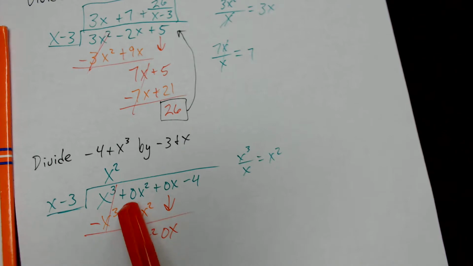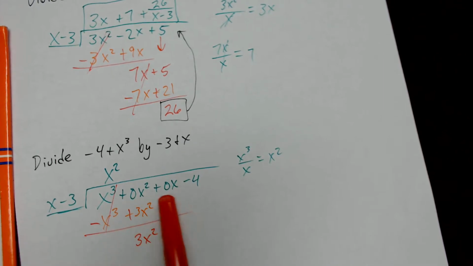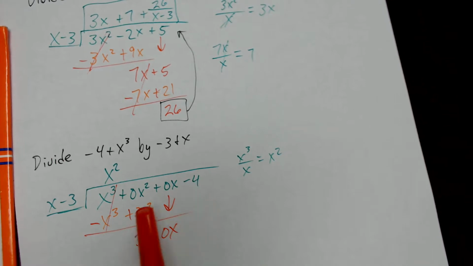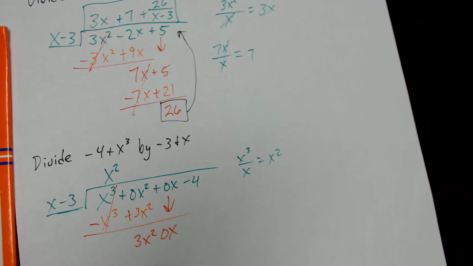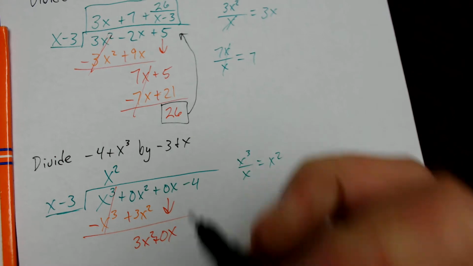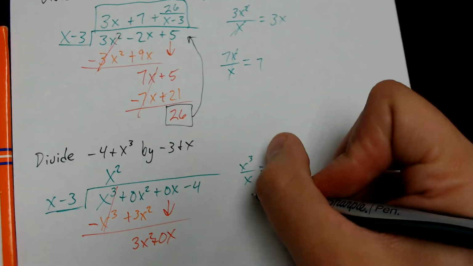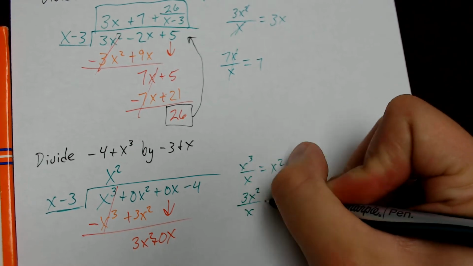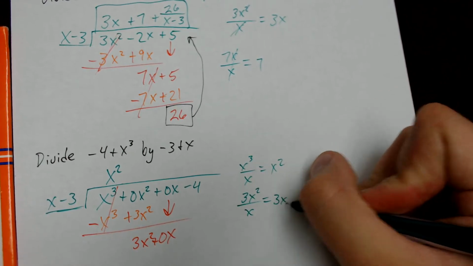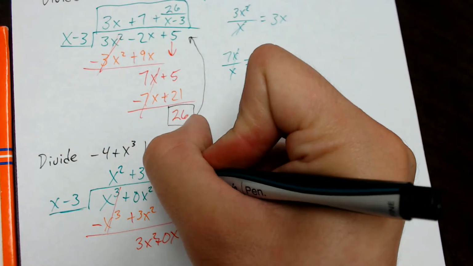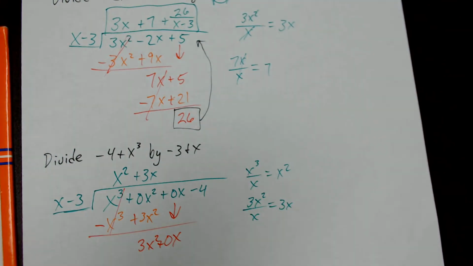And so what we see here is if I don't have these 0x squared and 0x terms, I can't keep dividing, because then I would be stuck over here. I'd have unlike terms. I'd be trying to add -4 and 3x squared, which I can't do. So that's why I add these 0 terms, so I can keep dividing, right? And so then I go back to the first step. I check 3x squared over x equals 3x. So I add positive 3x, and then I multiply again.